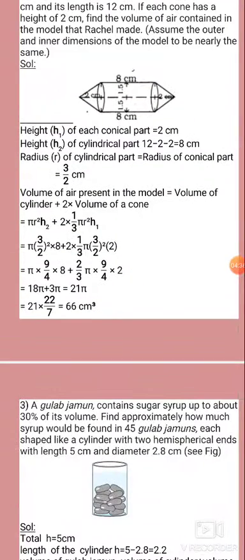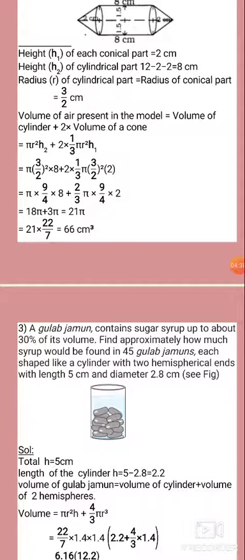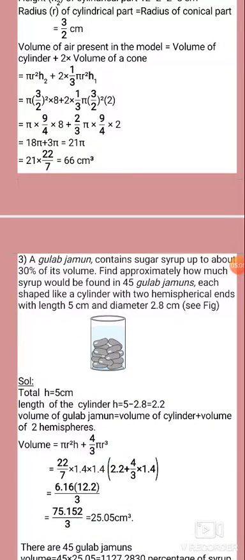Now the next question. A gulab jamun contains sugar syrup up to about 30% of its volume. Find approximately how much syrup would be found in 45 gulab jamuns, each shaped like a cylinder with two hemispherical ends with a length of 5 cm and diameter 2.8 centimeter. Now the total height is what? 5 centimeter. Length of the cylinder we need to find out.